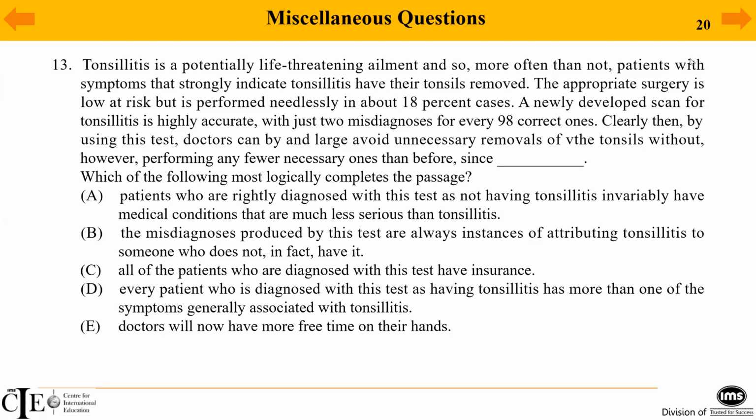So the scanning is effective in identifying the tonsillitis. Therefore, by using this test, you can avoid the unnecessary removals. Previously, he said needlessly 18% cases they were removing, right? Now this would not happen. Without, however, performing any fewer necessary ones than before. That means even without reducing the number of total operations happening, largely avoid unnecessary removals. How?